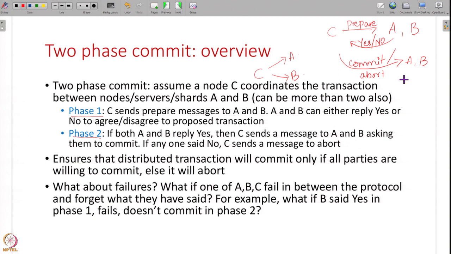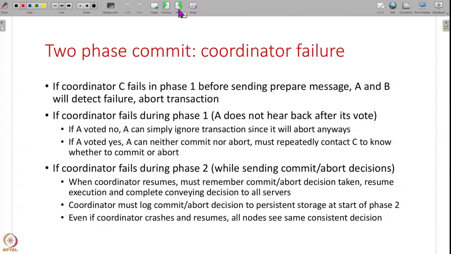Okay, in the simple description it is okay, but the theme of this week is fault tolerance, reliability, failure. So, what if there are failures? What if this node fails in between? What if this node fails in between? How do we guarantee that atomicity will still hold even in spite of failures? So, now let us consider the various failure cases and see how two phase commit behaves in these cases. So, first let us consider the coordinator failure.